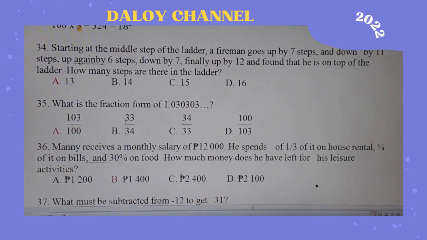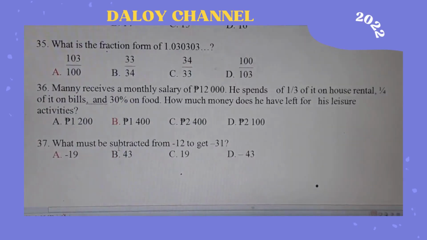Number 35. What is the fraction form of the number 1.030303 ellipses? Number 36.